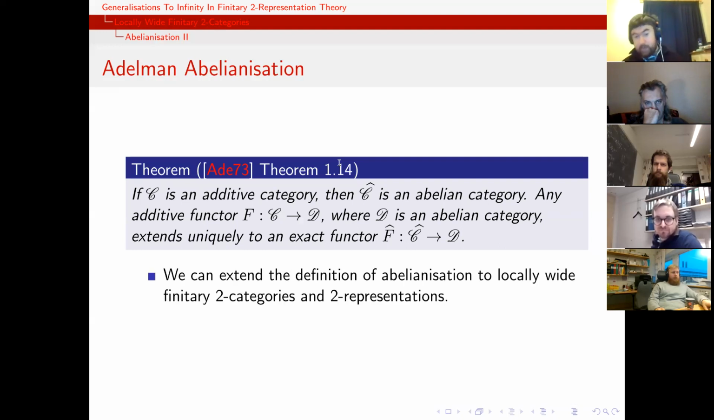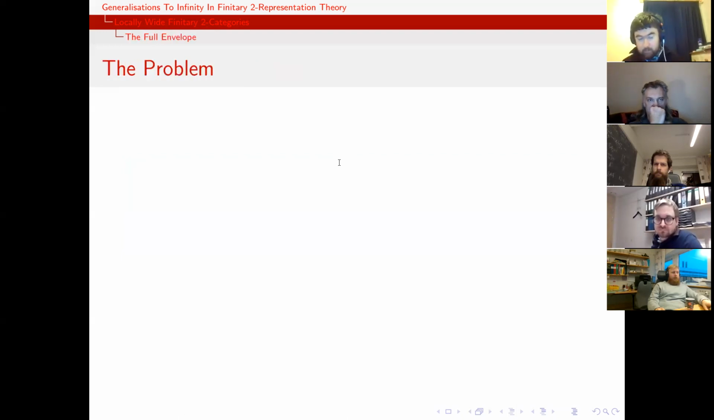So, as I said, we can again extend the definition, up to strictness fiddling, to locally wide finitary two categories and wide finitary two representations. However, unlike the finitary and locally finitary setup, this isn't enough. And we need to be able to do more.